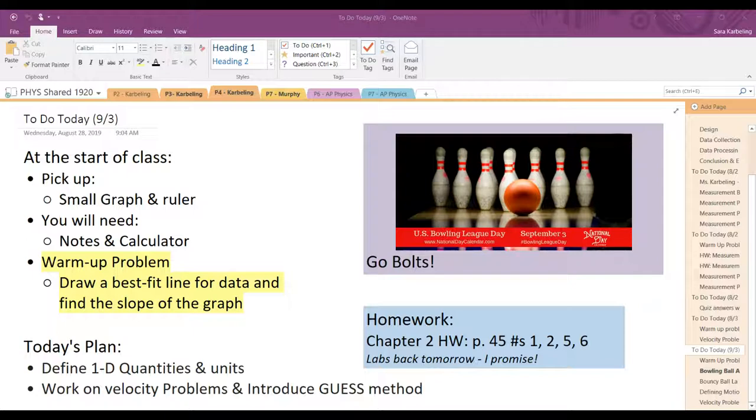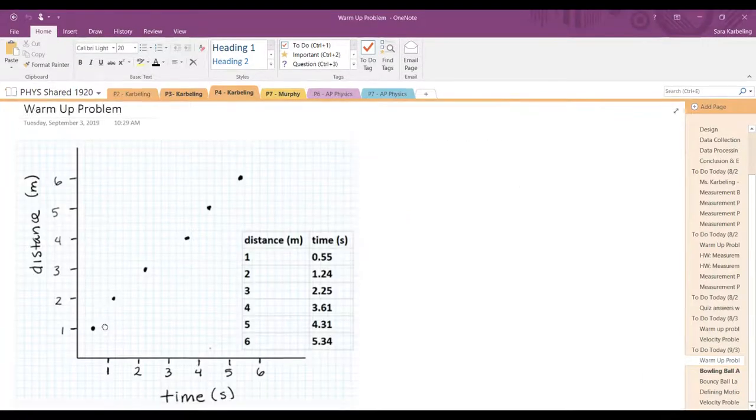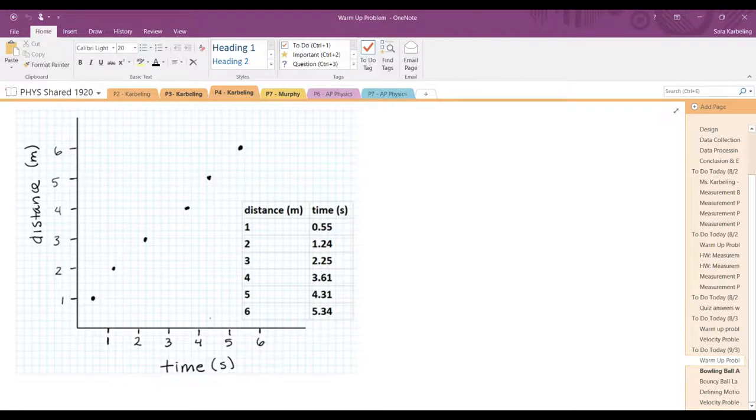All right, so we're going to work on this warm-up problem. Hopefully you've started it a little bit already. It asked for you to draw a best fit line and then determine the slope of the graph. So what did you do? Can you get me started? What was the first step that you took in that process?